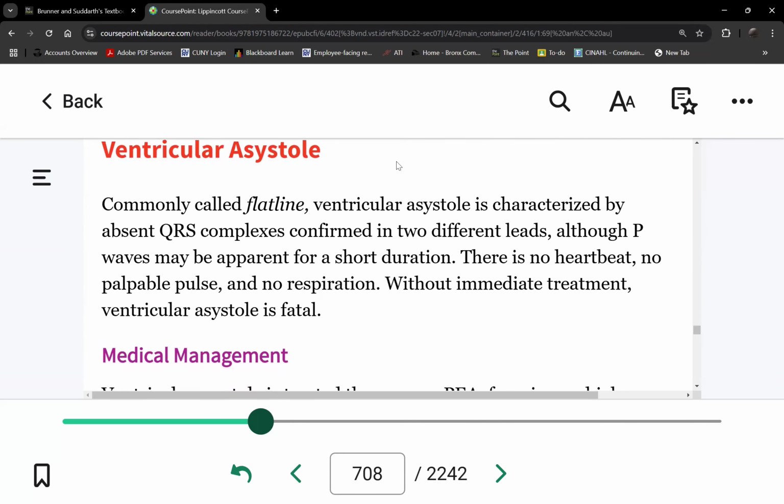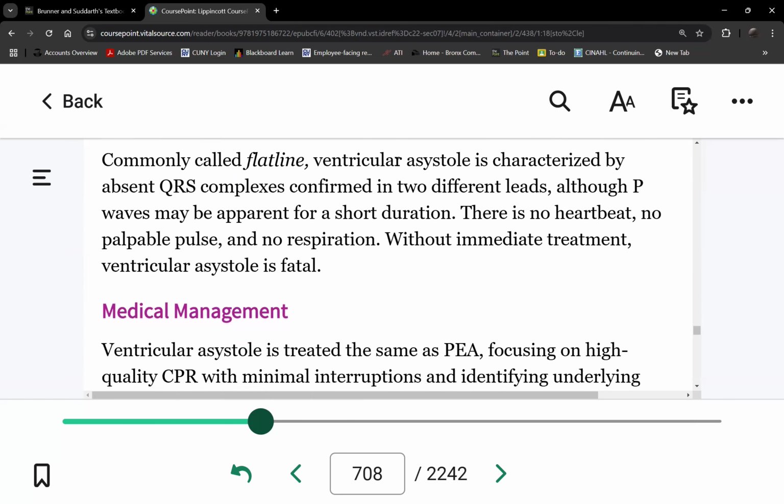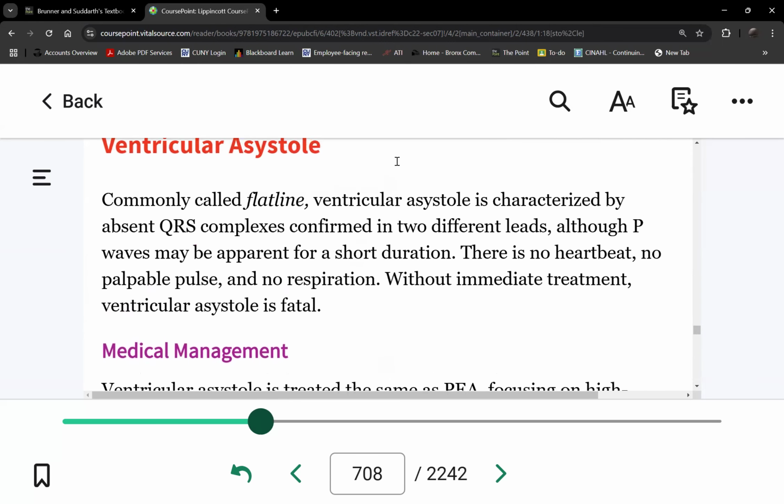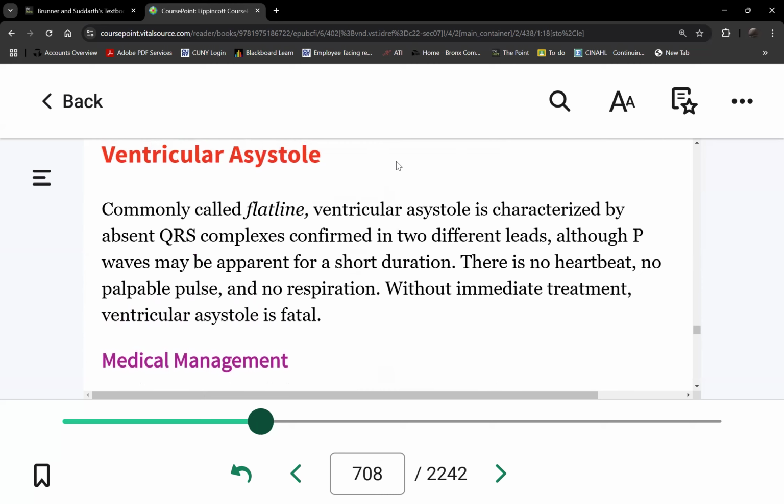Last one is asystole. This is the last ventricular arrhythmia. Asystole, I mean, it's flat. Flat line. No rhythm, nothing. So what's the only treatment? What were the two rhythms that are defibrillated? Pulseless VTAC and VFib. There's only two. There's no three. So what's the treatment for asystole? CPR only. There's nothing to defibrillate here.